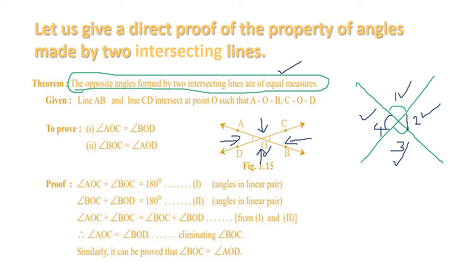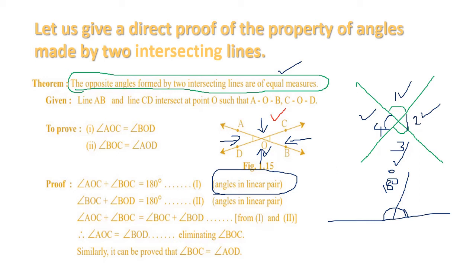Now, in order to prove this, we need some proofs. We have studied about linear pair. Linear pair is a set of angles on a line which will constitute together 180. Pair means 2. Total will be 180. This you have studied. So that we can apply here if you are considering this angle AOC and the angle BOC. Here is a line and here it is a linear pair. This is the line. So we can state that angle AOC plus BOC is equal to 180. Reason: angles in linear pair.